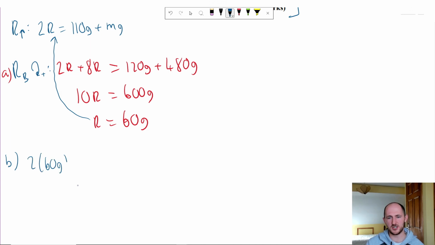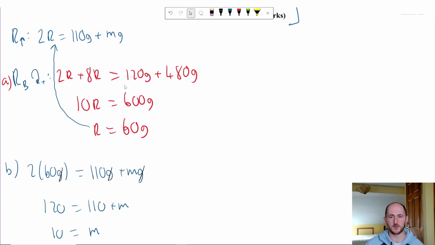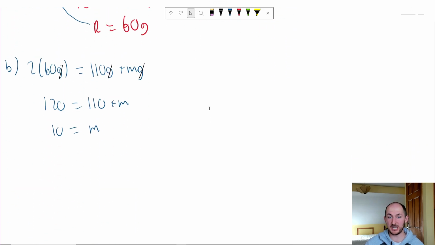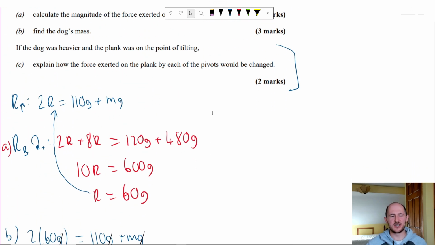2 times 60G equals 110G plus mg. Again, I'm going to cancel out the G's, which makes sense because we're dealing with mass here. We have 120 equals 110 plus m, so we have 10 equals m. And that's another 3 marks in 3 lines of working out. So in 6 lines of working out, we've gotten 8 marks. It's pretty good.